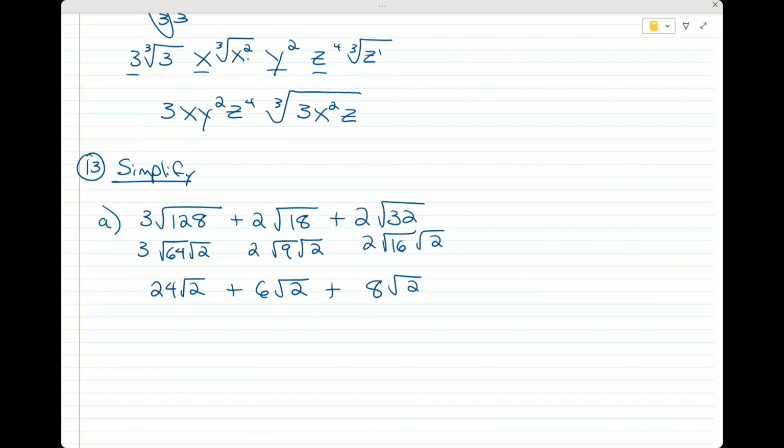And then when we are simplifying radicals, we add all the outside numbers as long as the inside numbers, or the radicands, are the same. So 24 plus 6 is 30. 30 plus 8 is 38 root 2.